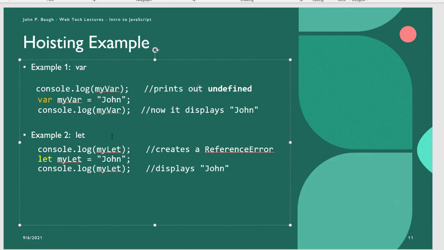Example 2, for let. If we try to declare a variable mylet here and set it to John, just like with var, we can do that. But you'll notice if I try to print it out or use it before it is declared, this was not hoisted with a default value. Not even undefined. It's not anything. So this actually creates a reference error and says, hey, this thing isn't actually a valid reference yet. So let mylet equals John, and then console.log mylet, then it will display John because now it's been initialized.